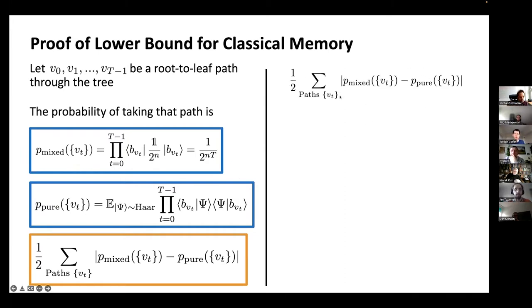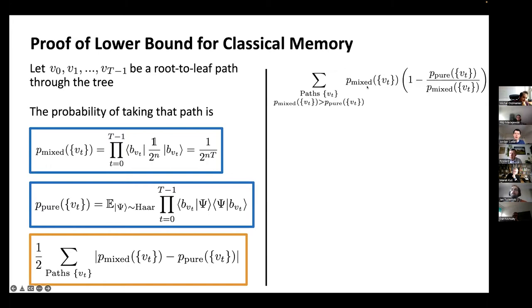This is the quantity which we wish to bound. There's a simple identity, an equality, in which we can trade this one norm distance, this total variation distance, with this, if we sum only over the paths for which the probability of a particular set of measurement outcomes receiving the mixed state is greater than that of the pure state. Then we can remove the absolute values and the factor of half, giving us just ordinary parentheses. This is just a sum with no absolute values. This is a simple identity that one can prove.